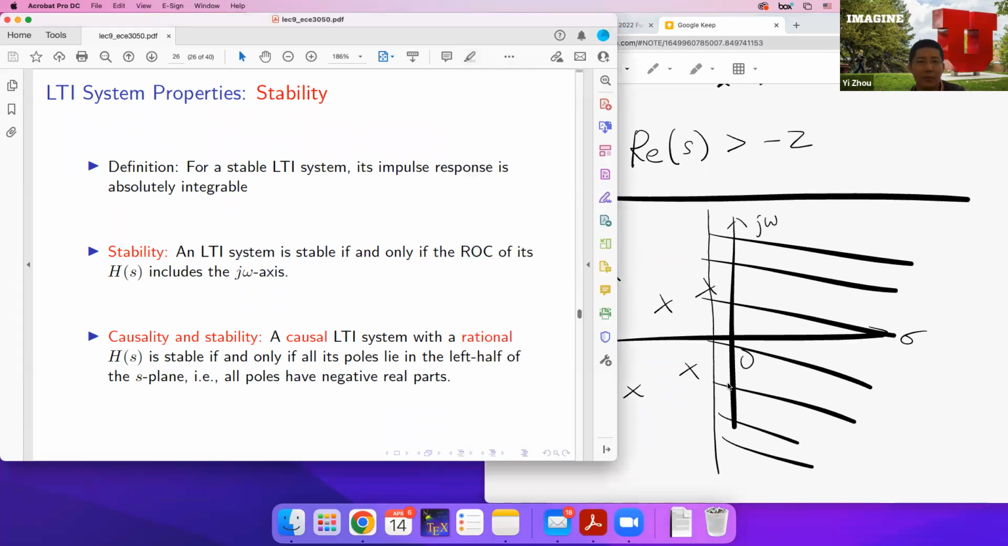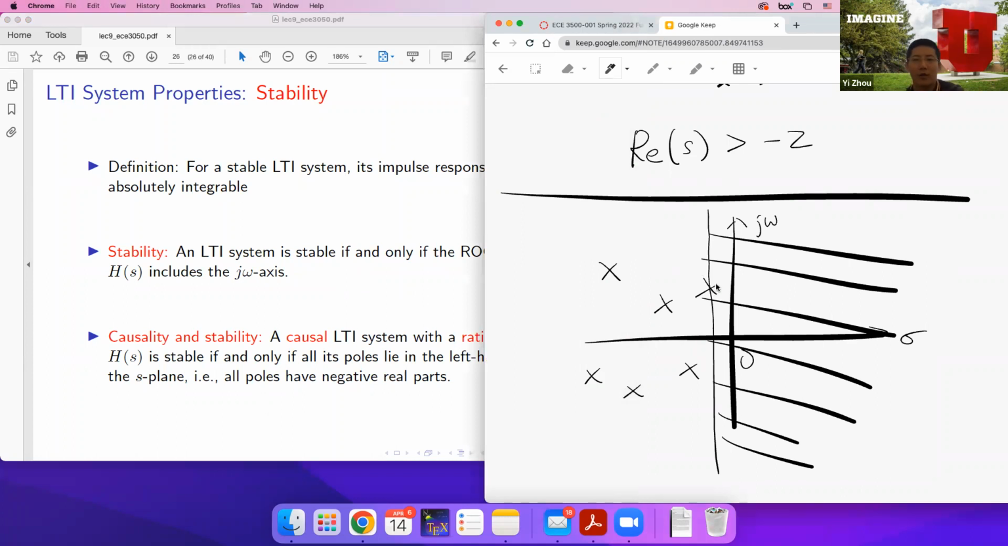Containing the y-axis means the system is stable, and to the right of the rightmost pole means that the system is causal. So you combine them all together, and you have this very, very elegant result. If you want to have a causal and stable LTI system that has a rational Laplace transform, just look at the poles. If the poles are all in the left half plane, then you are done and you are good.